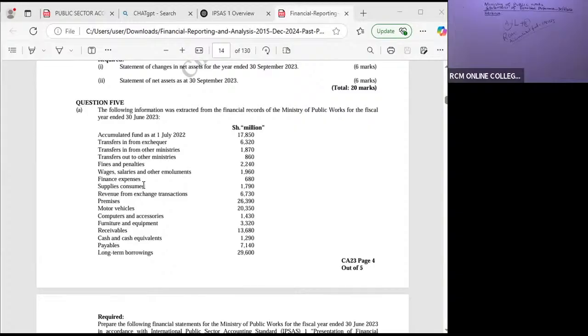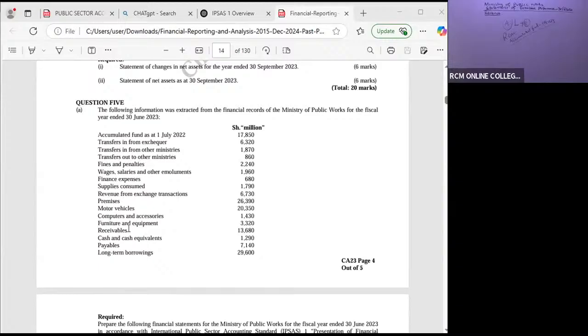Premises, of course, our premises, that will be an asset, and for that matter, a non-current asset. Remember, if it's an asset, you must classify it. You must tell us whether it's current or non-current. Premises is long-term, an asset that I will stay with for more than a year. So this is a non-current asset. Motor vehicles, non-current. We have computers and accessories, all of which we will stay with for a long time, non-current. Furniture and equipment, non-current assets.